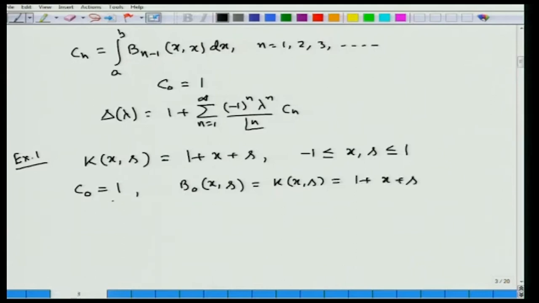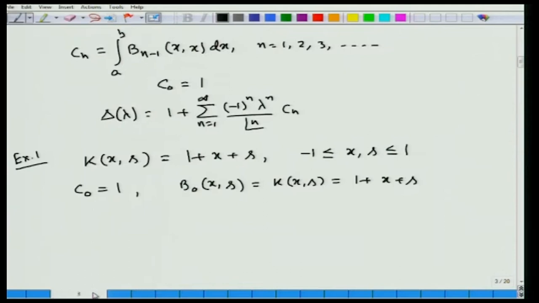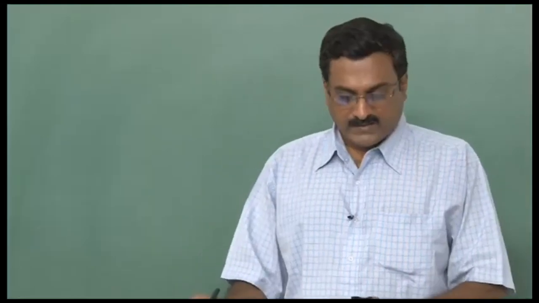Next, with this B0, we can calculate C1. You have to keep in mind that the formula for Bn involved Cn and Bn minus 1, and the formula for Cn involved Bn minus 1. We already have C0 and B0. As per definition, B0 is k(x, s). So, using this expression for B0(x, s), now we can calculate C1.